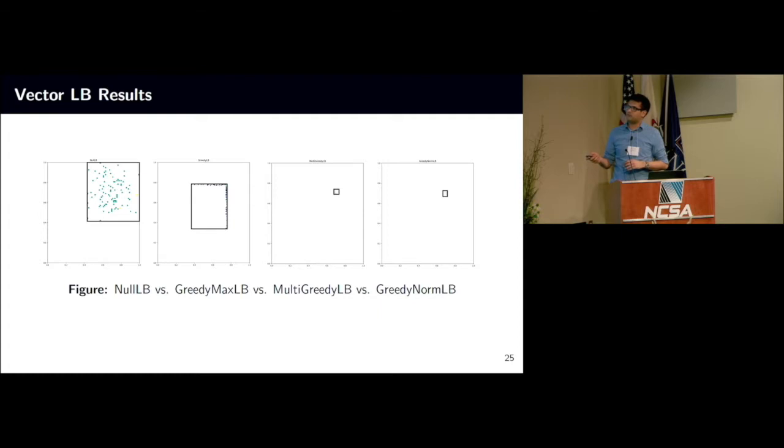So as you can see, when we move from null LB to greedy LB to multi-greedy to greedy norm LB, the top right corner moves down and to the left every time. And also the variance, which is the full range of this box, decreases every time. So what we really want is greedy norm LB, but there are some questions still about which one is the best to use in practice.